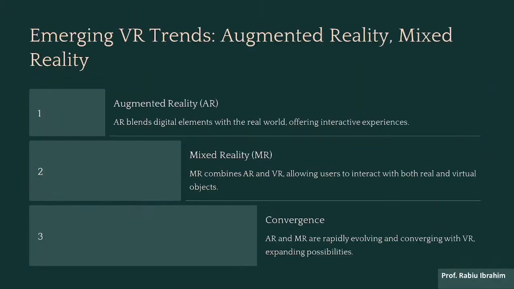Okay, then we have convergence, which is augmented reality and mixed reality that are rapidly evolving and converging with the virtual realities, expanding the possibility. It's making it more realistic and making the objectives of virtual realities more visible. Okay, so when you have the augmented and sometimes the mixed reality, it gives you some immersive experience.